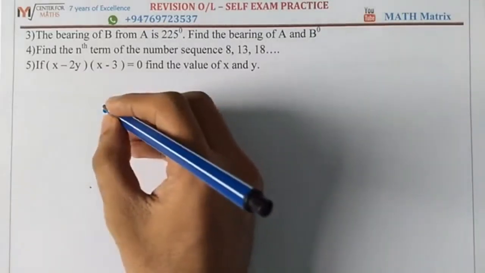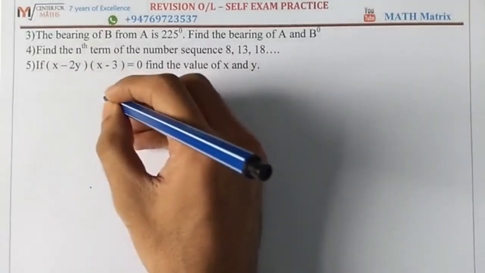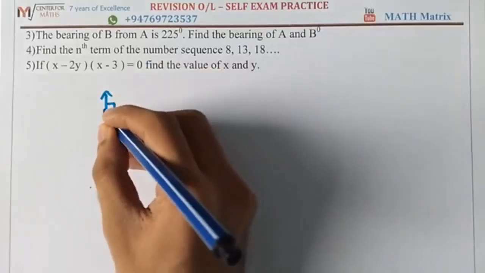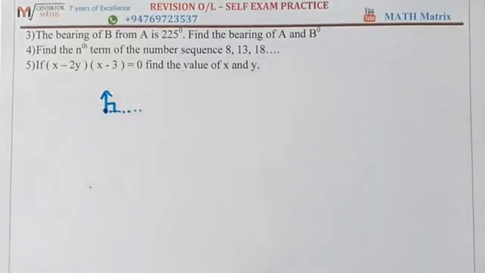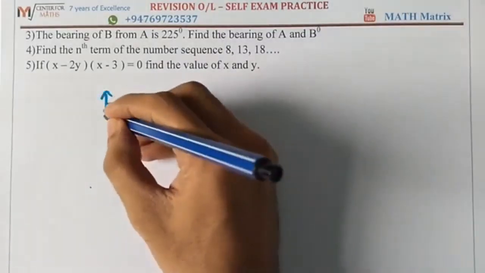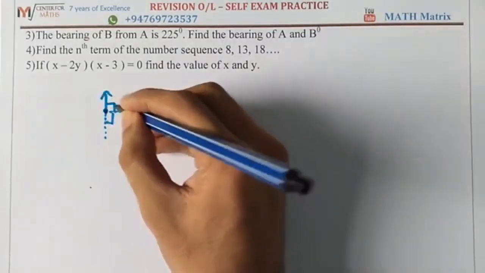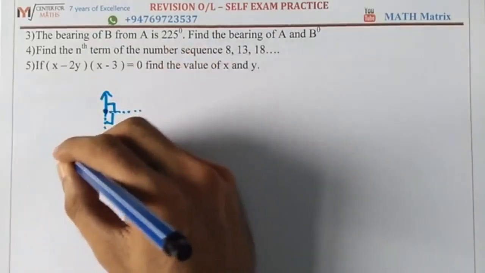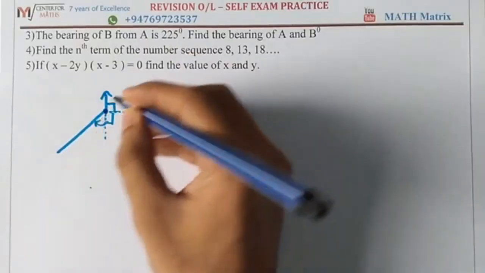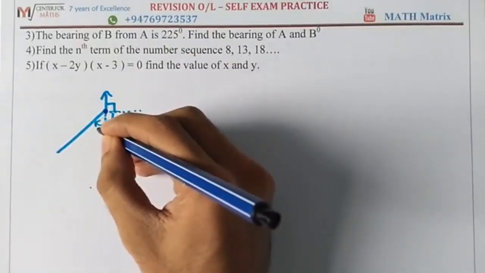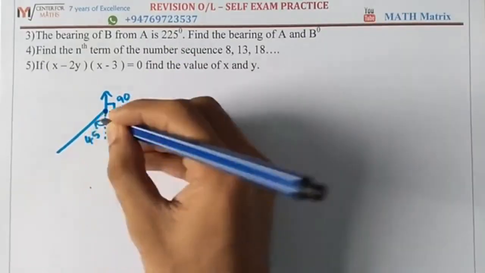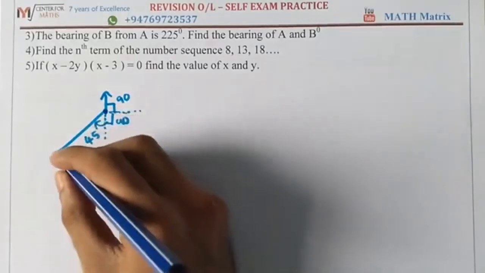What's your idea? The bearing of B from A is given, so we'll start from A. From A, the bearing, we have to move to the right side, that means in the clockwise direction. So 90 degrees, and if we move again we'll get 180. 90 plus 90 is 180, and to reach 225 we need a few more. So 90 plus 90 plus how much is required? 45. 90 plus 90 plus 45. Okay, right. Now it's 225.